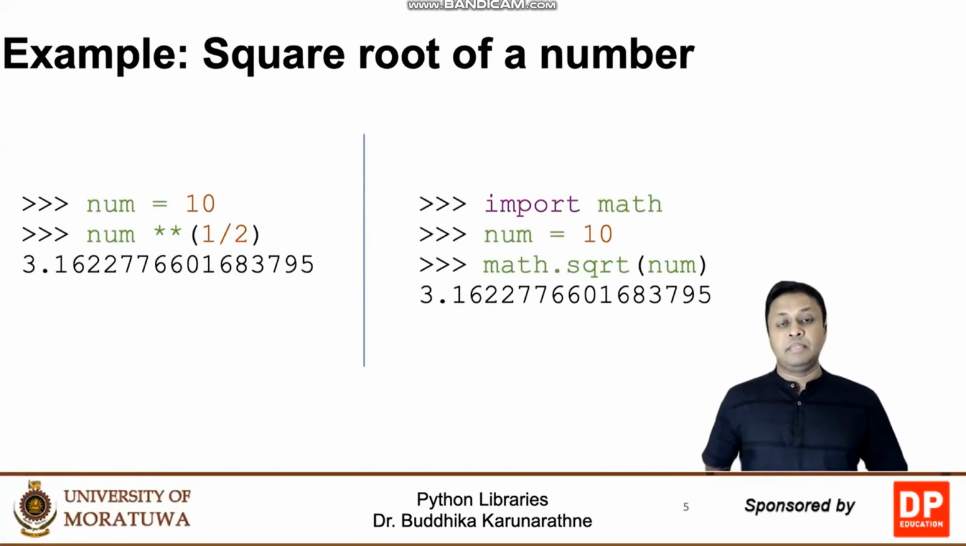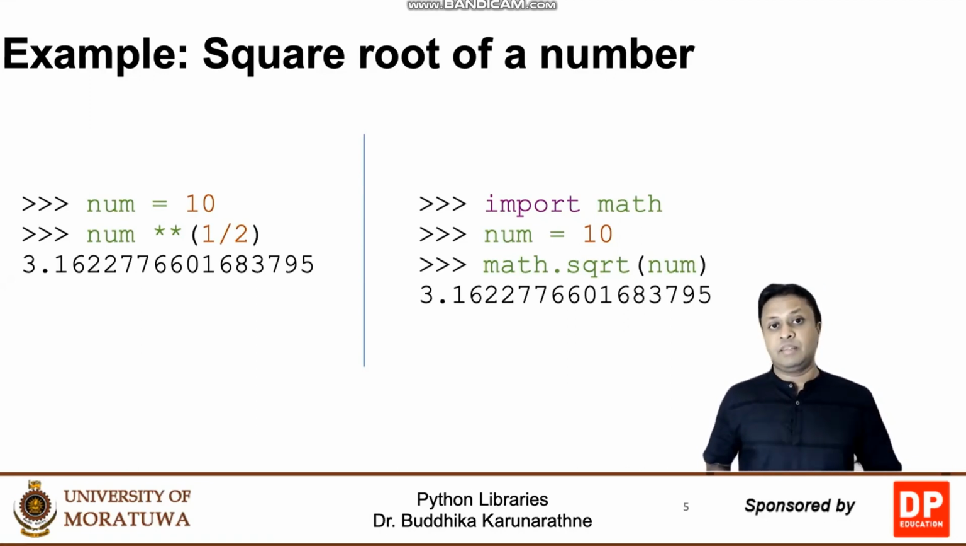Now let's look at a simple example. Say we need to find the square root of a number. Very simple thing. So how would you do this in Python? What we can do is use the exponentiation operator, which is given by the double asterisk symbol, and raise the given number to the power of 1 over 2, or in other words, half. Then we'll get the square root of the number.